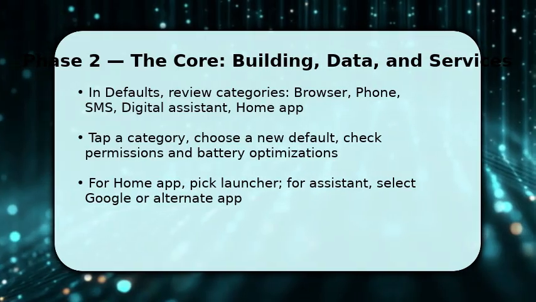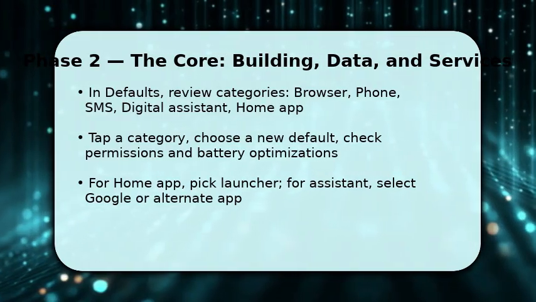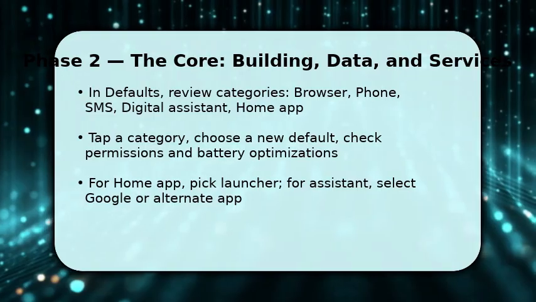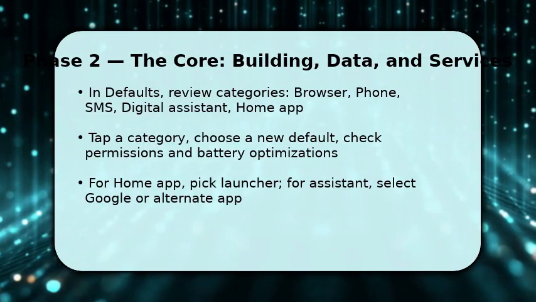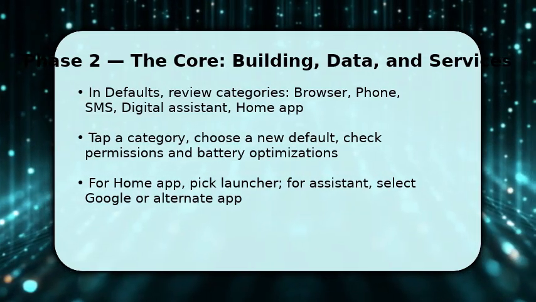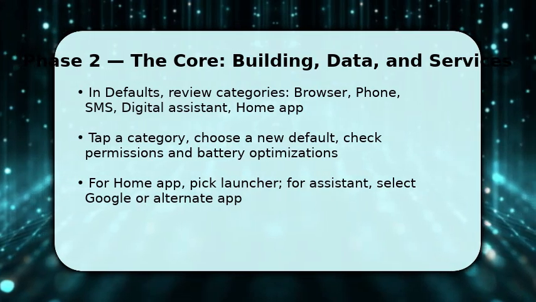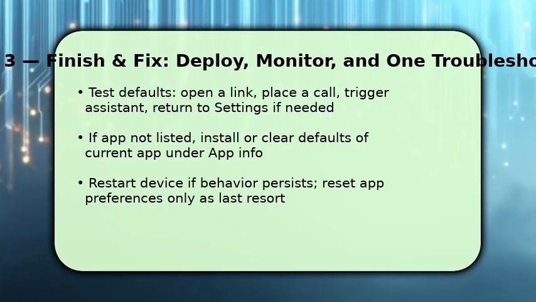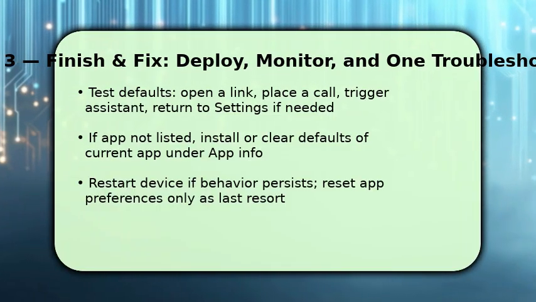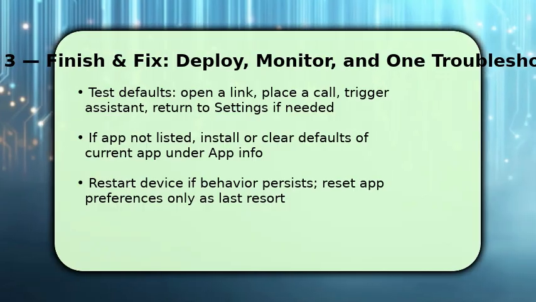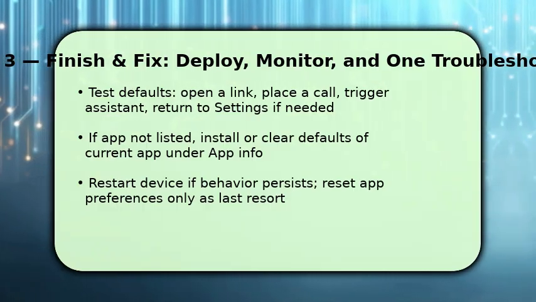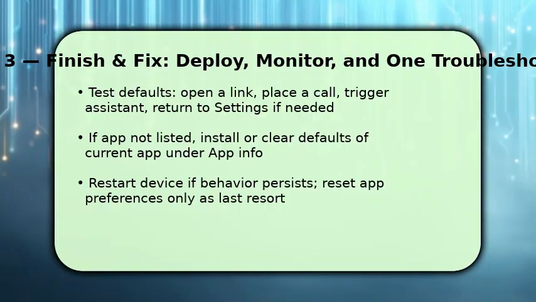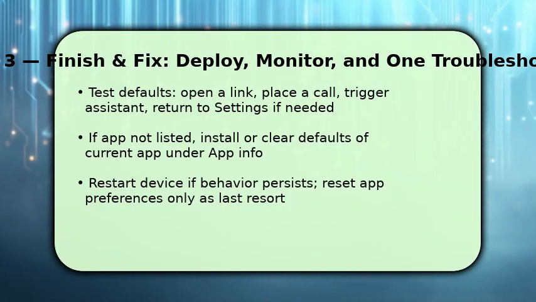Make sure to review permissions and battery optimization for each chosen app, because restricted permissions can break functionality. Finish by testing every change. Open a link to confirm the chosen browser, place a call to verify the dialer, and trigger the assistant to check voice handling. If the app you want isn't listed, install it or go to the current app's app info and clear its defaults so your choice appears.